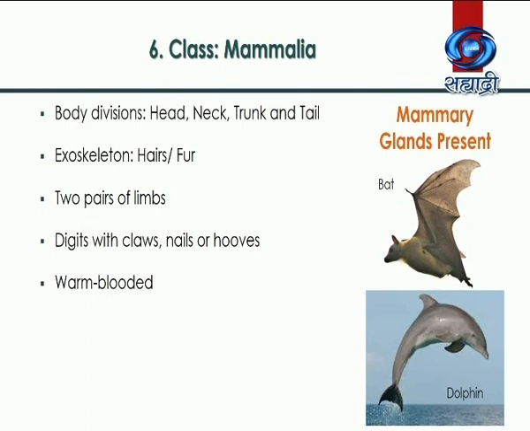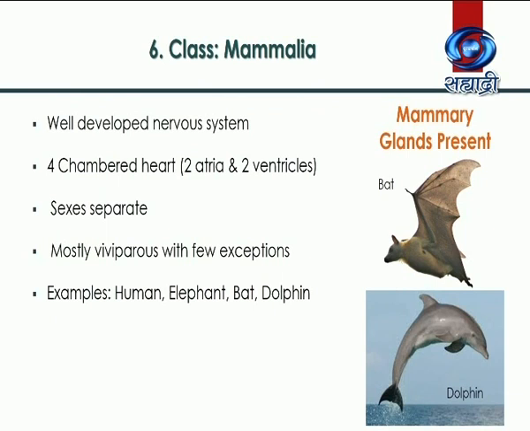Exoskeleton is in the form of hairs or fur. Skin is with oil glands and sweat glands. They have two pairs of limbs adapted for walking, running, climbing, burrowing, swimming, or flying. Digits are with claws, nails, or hooves. These animals are warm-blooded. In mammalia members, well-developed nervous system is present.